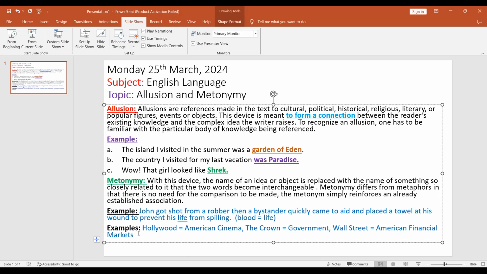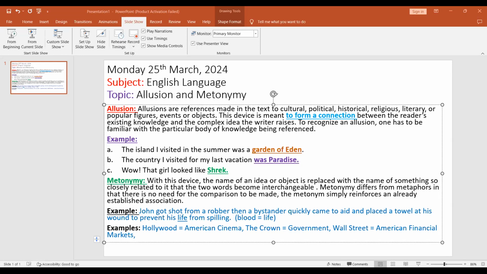Do you all need more examples? Let me see. So Hollywood refers to American cinema, that one word. The Crown represents the government. Wall Street means American financial markets. What else could we say? Okay, what if I say that the press has a responsibility to report the truth?